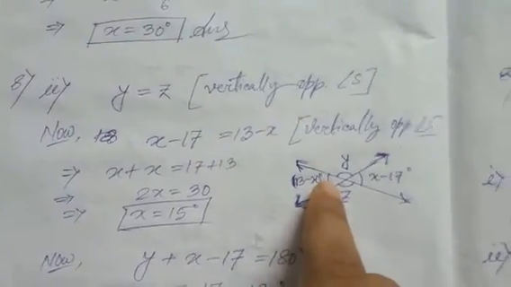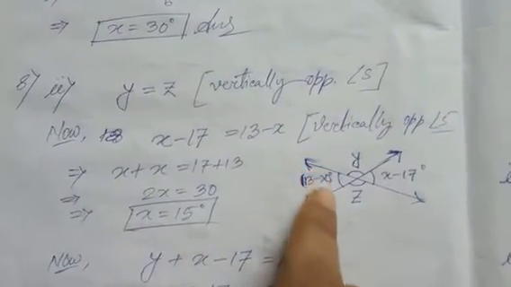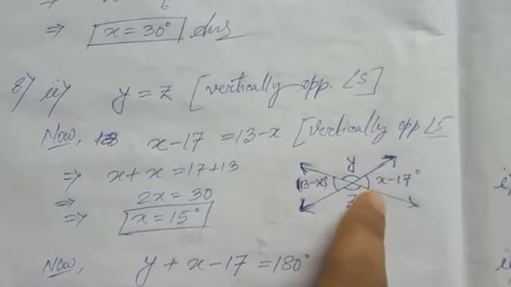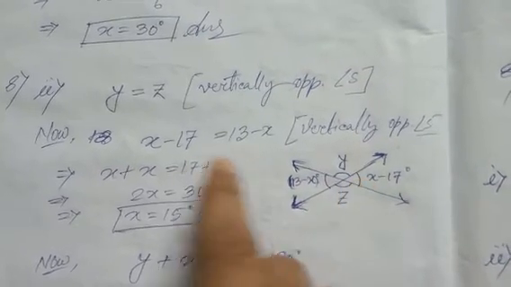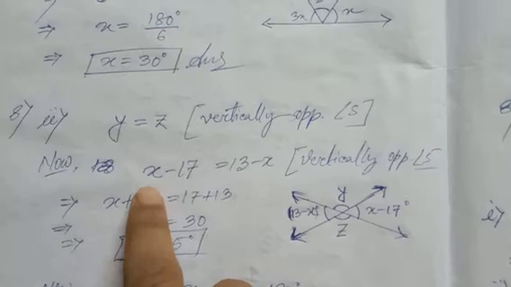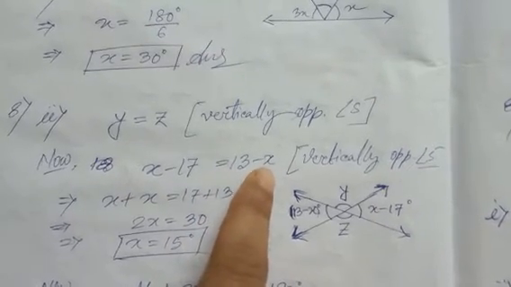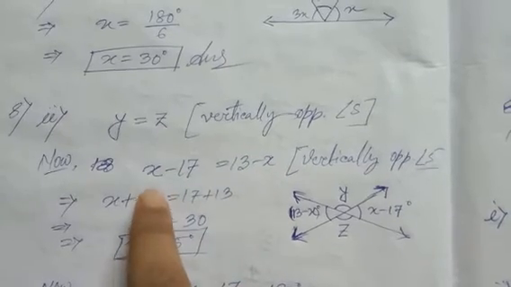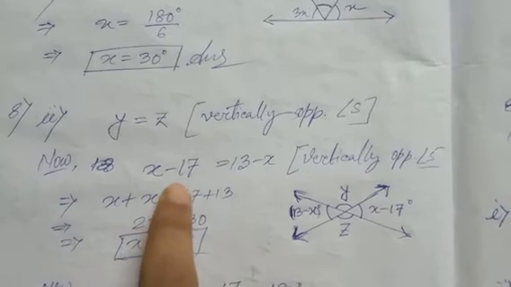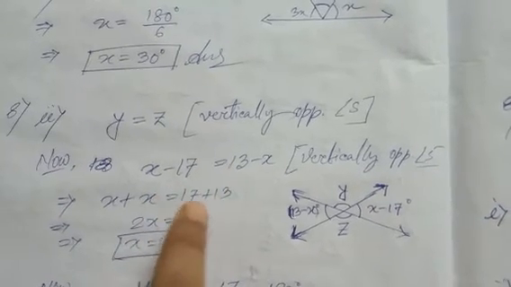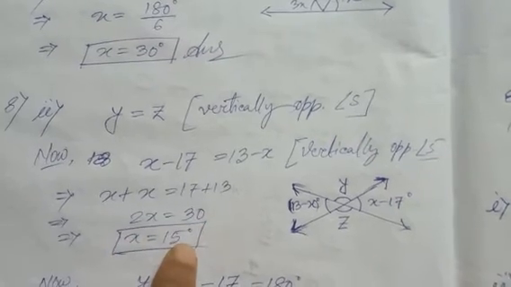Next sum: find the value of x, y and z. Sum number 8.2. Since this angle and this angle are vertically opposite angles, we can write x minus 17 equals 13 minus x. Bring the x from the left side, which is minus x, it will be plus x, so x plus x is 2x, and minus 17 goes to the right side. Therefore 17 plus 13 is 30. Therefore x equals 15 degrees.